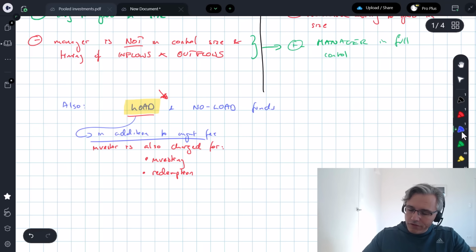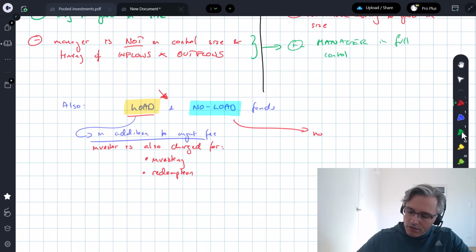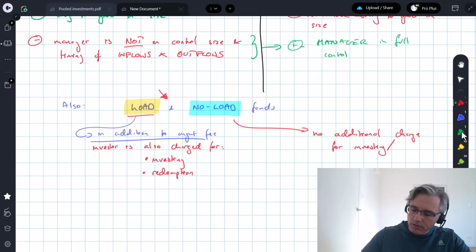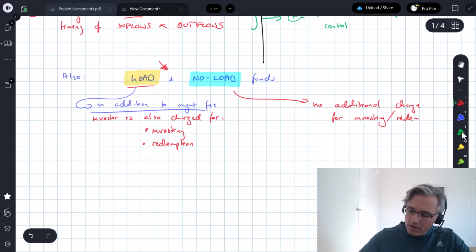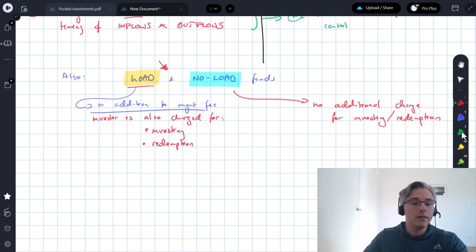However, it's important to note that the relative importance of load funds is becoming smaller and smaller, and more funds these days are of the no load nature, meaning there is no additional fee, no additional charge for investing or redeeming money or for redemptions. So just the classic management fee, therefore.